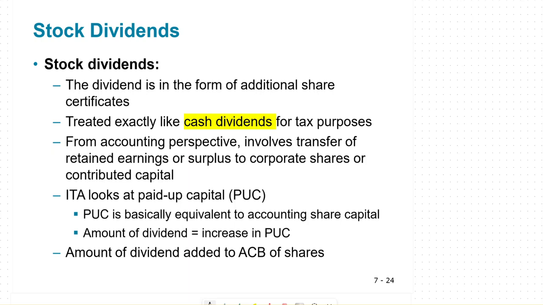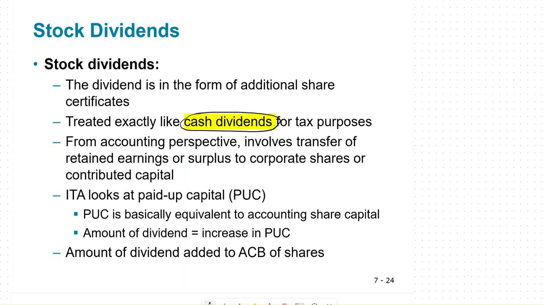Now this is a stock dividend. A stock dividend is treated like a cash dividend, so there is no difference between a cash dividend and a stock dividend when we think of taxes. But when you think of accounting, yes, you issue new shares, and when you issue new shares, you have more shares that you own.